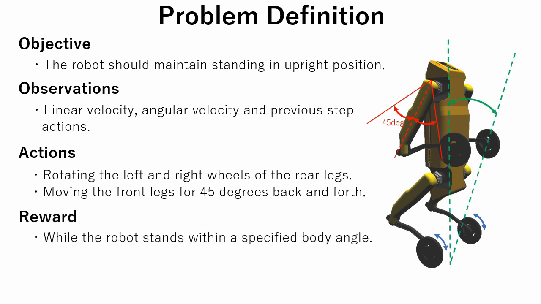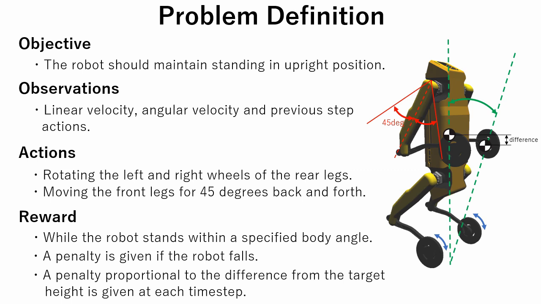A reward is given each step if the robot stands within a specified body angle, that is without falling on the ground. If the robot falls, a penalty is given. Because we want the robot to stand upright as much as possible without leaning back and forth, a penalty proportional to the distance difference between the center of mass from the ground and target height is given each time step.